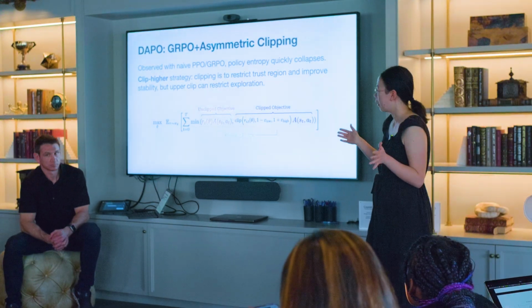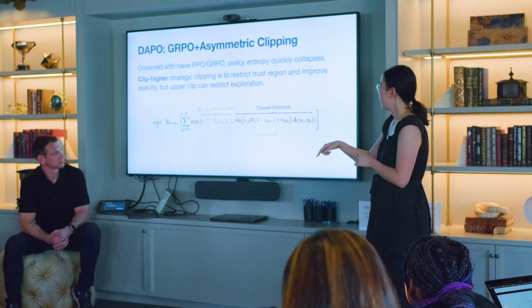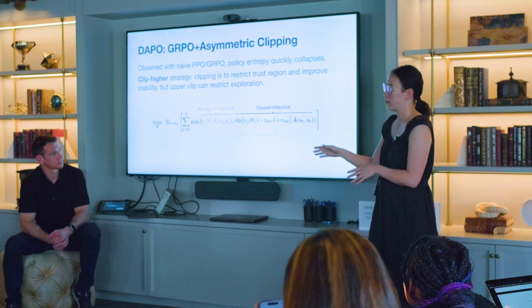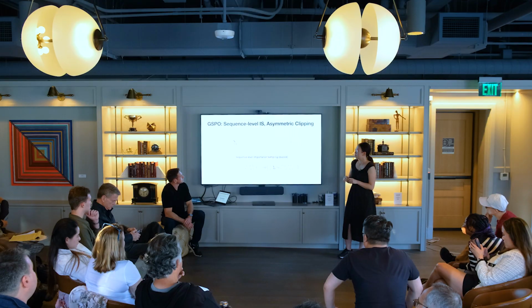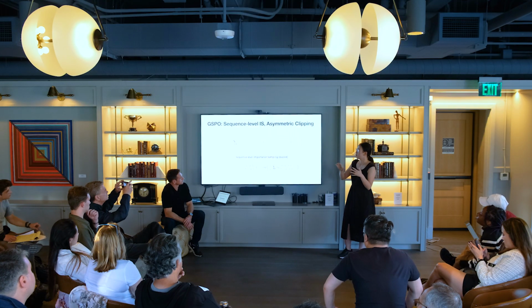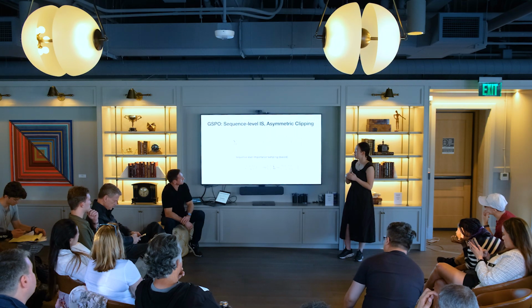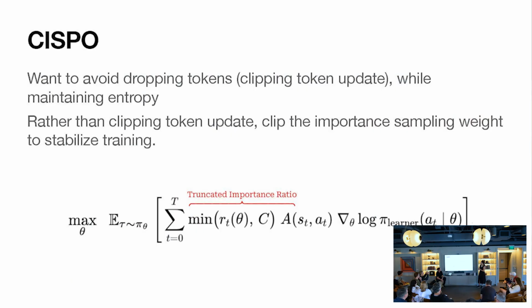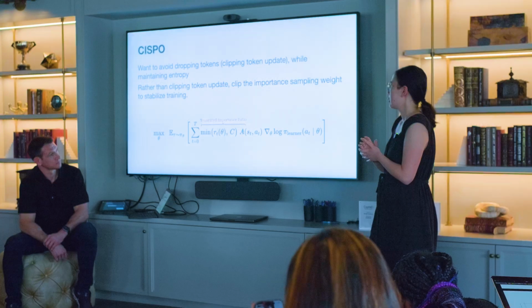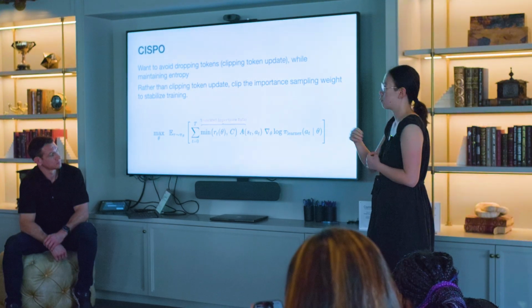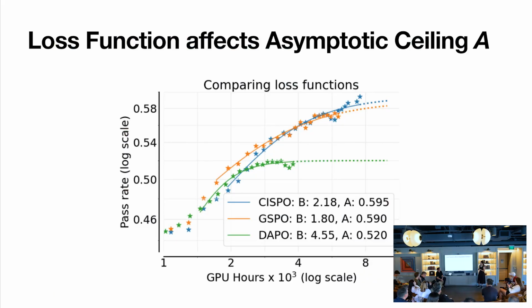It literally just means clipping higher. When you do the clipping, on the upper end you just set a higher epsilon, so you have this asymmetric clipping. There's also GSPO, which does sequence-level importance sampling. Instead of running this importance sampling term on the token level, we can do it on the entire sequence. And then there's CISPO. Yeah, there are many variations. Previously, we were clipping these token updates, which means we're dropping tokens where the ratio is too off. Here they say we don't really want to drop tokens. Can we just clip the importance sampling weight directly to stabilize training?